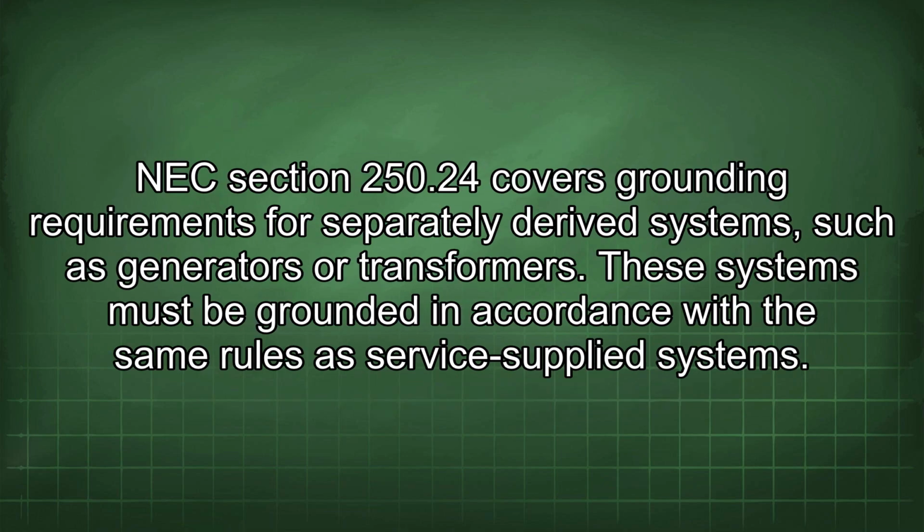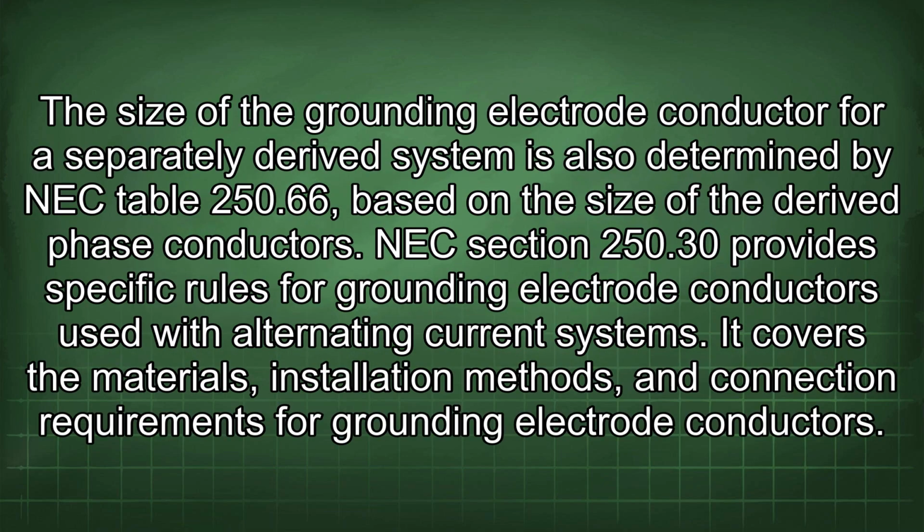NEC section 250.24 covers grounding requirements for separately derived systems such as generators or transformers. These systems must be grounded in accordance with the same rules as service-supplied systems. The size of the grounding electrode conductor for a separately derived system is also determined by NEC table 250.66 based on the size of the derived phase conductors.